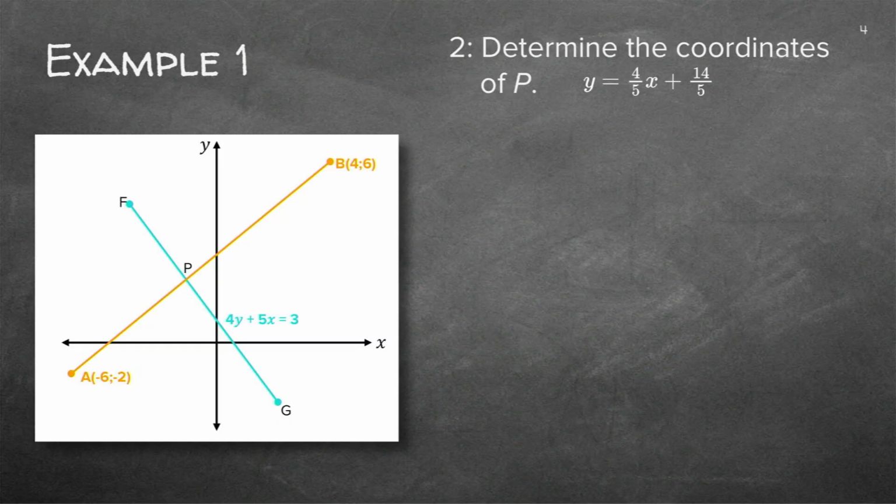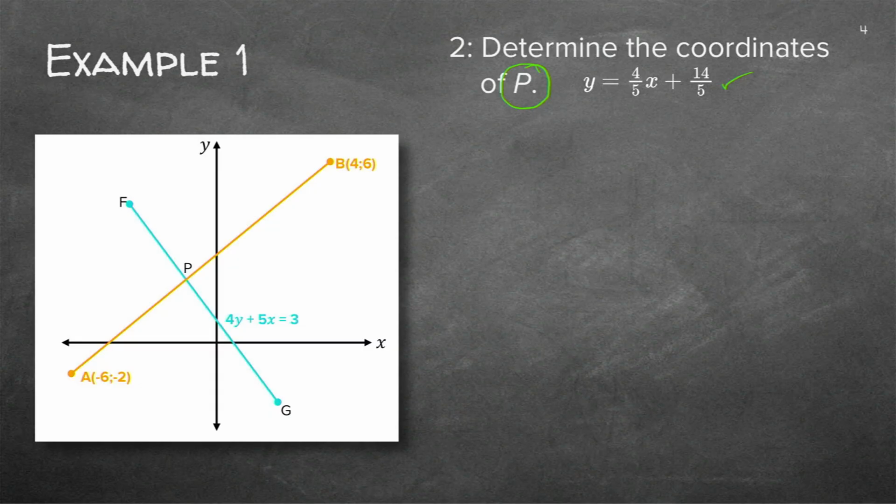Determine the coordinates of P. That is what I said. Sometimes they're going to start straight away by asking, find the coordinates of P. Now, I just rewrote the equation that we got just now on the previous page because I need that equation and I need the blue line's equation because I need to equate them. I need to put them equal because at that spot P, they are equal.